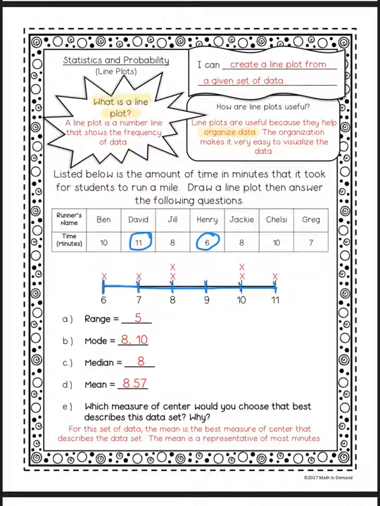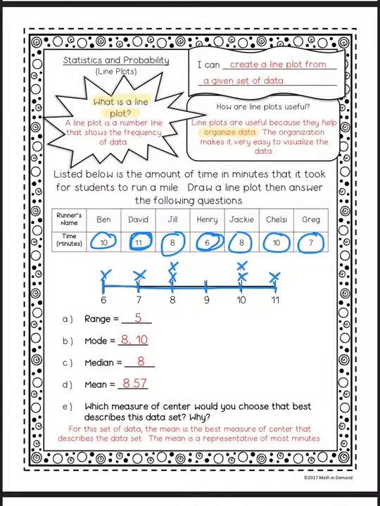Okay, then I'm going to put an X above each of the numbers. So for Ben there's a 10, so I put an X above the 10. Then for David, 11, X above 11. Jill is an 8. Go to the 8, I put an X. Jackie's another 8. Chelsea's a 10. And Greg is a 7. Oh, looks like I skipped Henry. Henry was 6. Okay. Again, make your line plot as neat as possible.